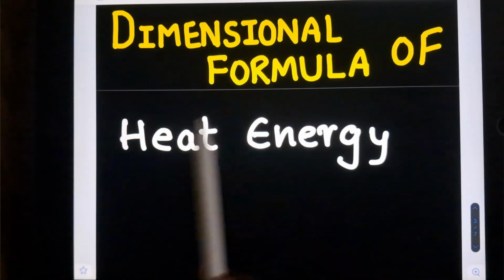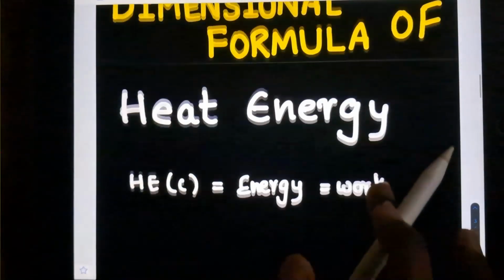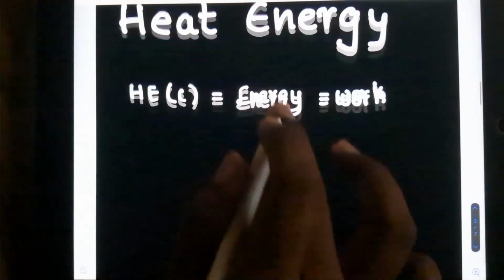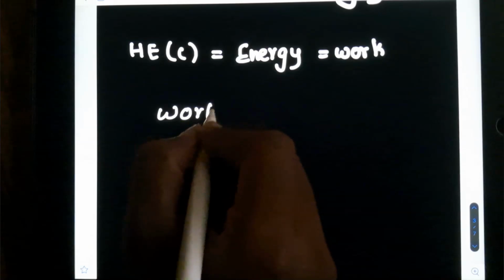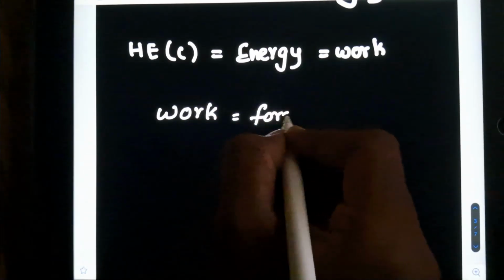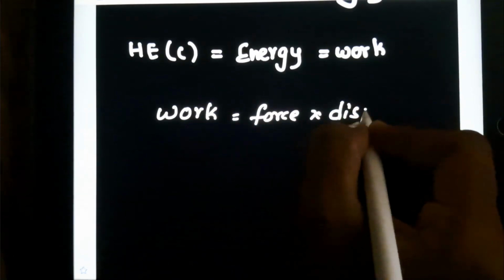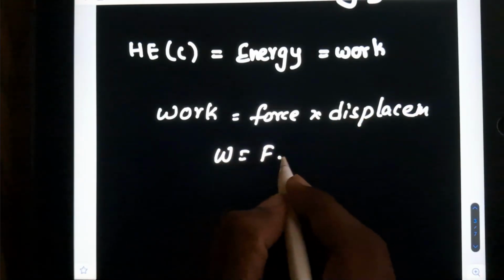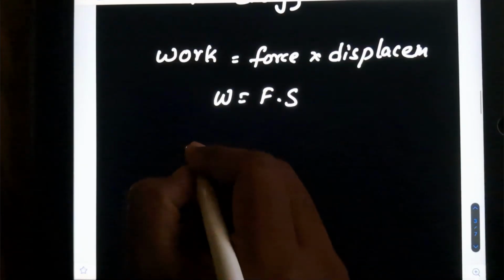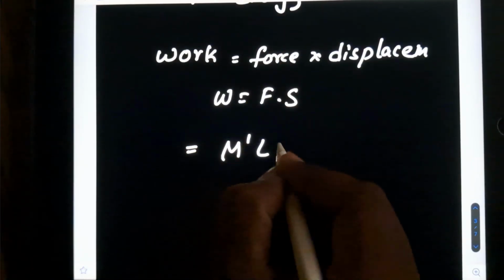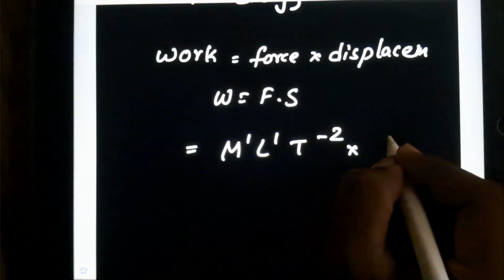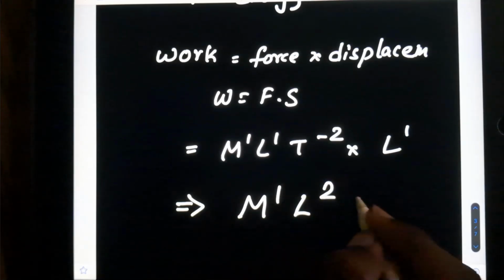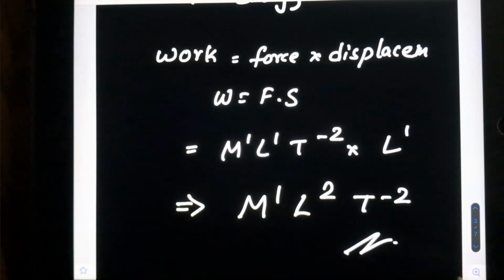To find the dimensional formula of heat energy, it is related to the dimensions of energy, which is equal to work. If we know the work dimensional formula, it is equal to the heat energy. So let's find out the work. Work is equal to force into displacement. So W equals F s is the formula of work. We know that the force dimensional formula is M^1 L^1 T^-2, into displacement L^1. So overall we get M^1 L^2 T^-2 as the work dimensional formula.